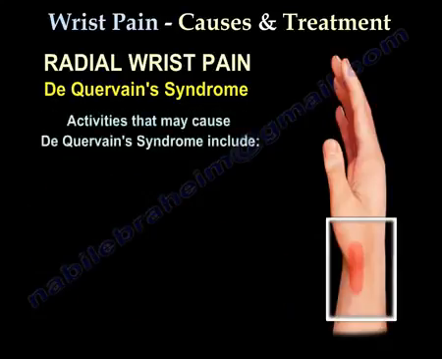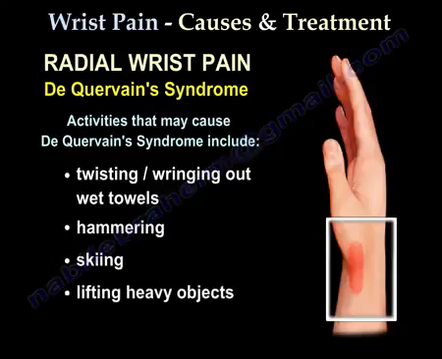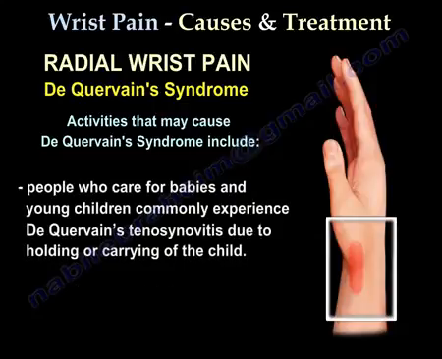Many activities can lead to De Quervain syndrome, including twisting, hammering, skiing, lifting heavy objects. People who care for babies and young children commonly experience De Quervain tenosynovitis due to holding or carrying the child.